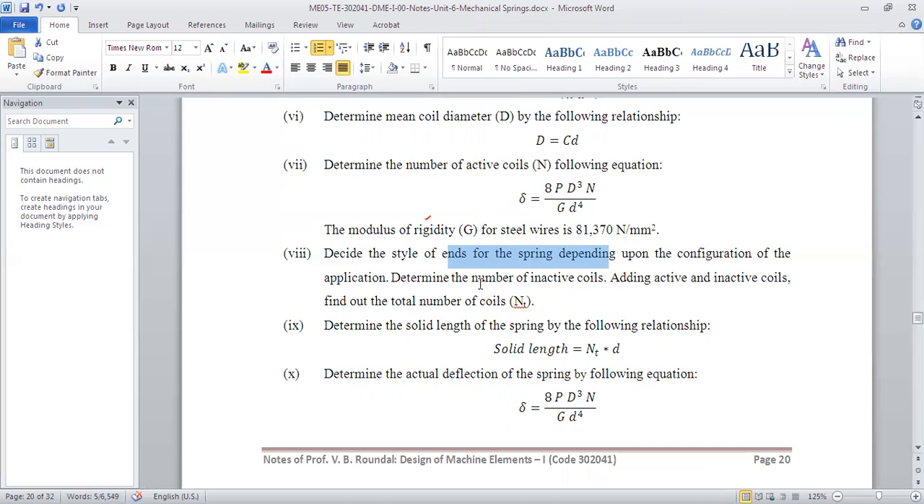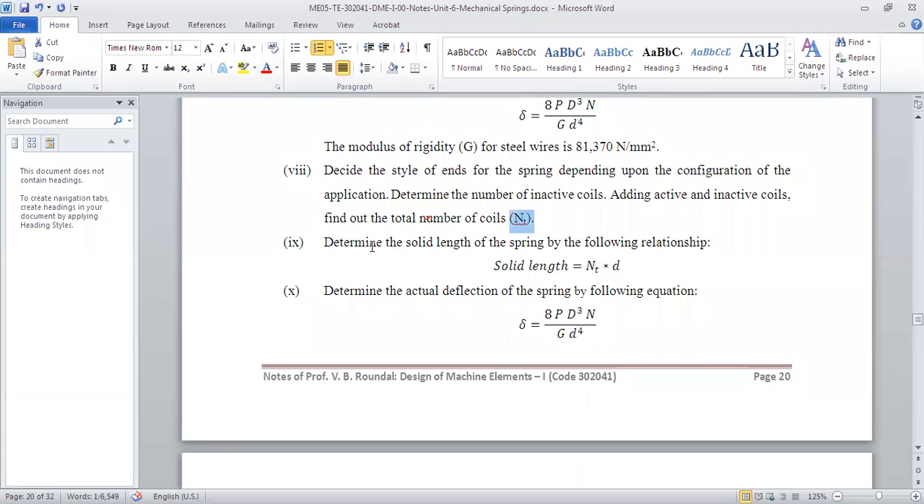Depending on the type of ends, we first finalize the type of end, and once that is finalized, we add that number, as per the formula, to get the total number of coils. Because from the deflection formula in step 7, we get the active coils, so we have to add that number to get the total coils.